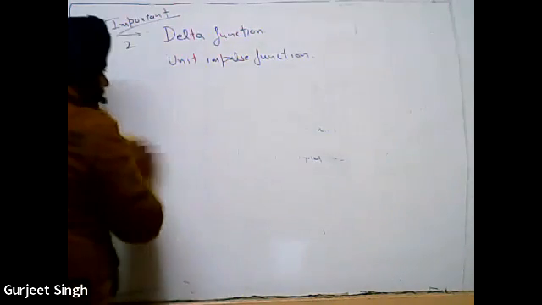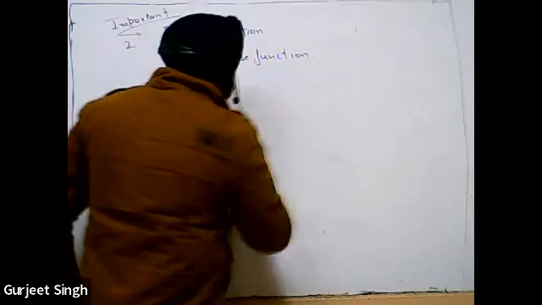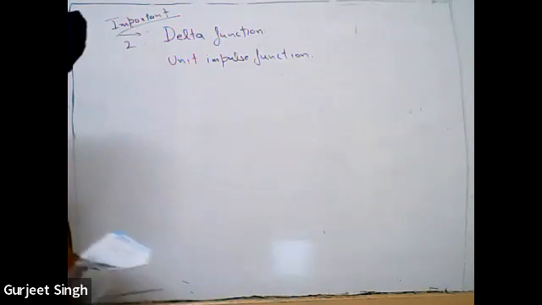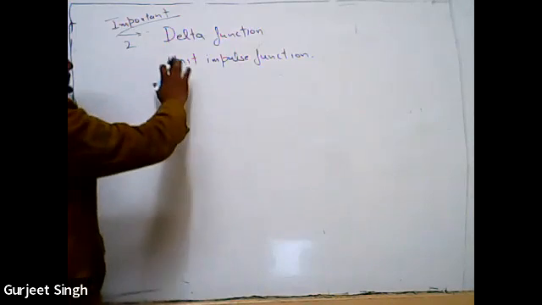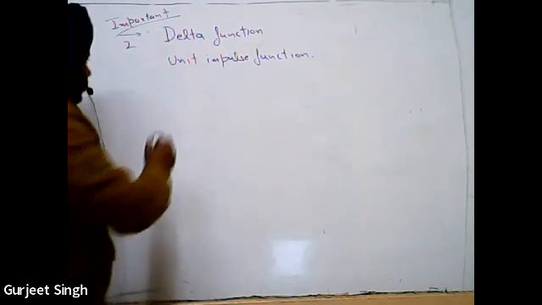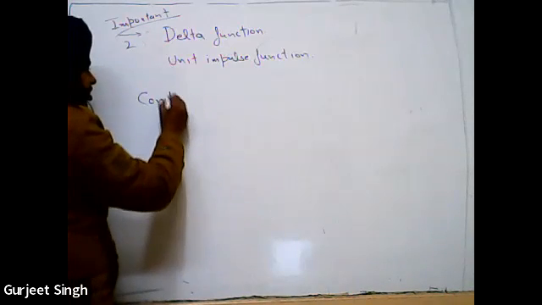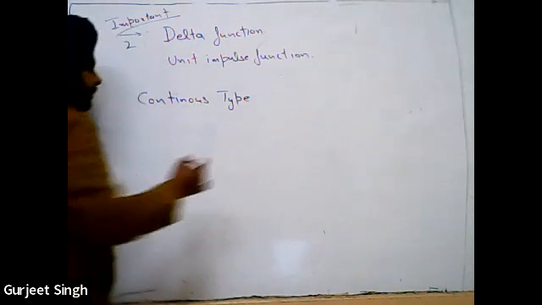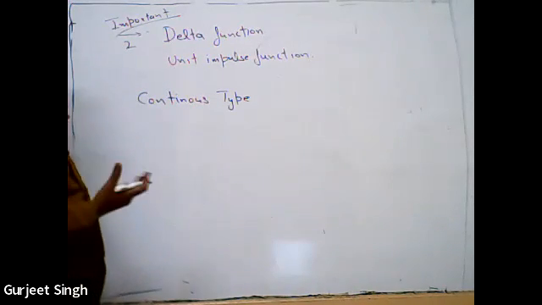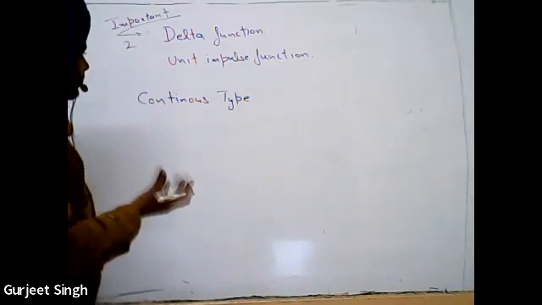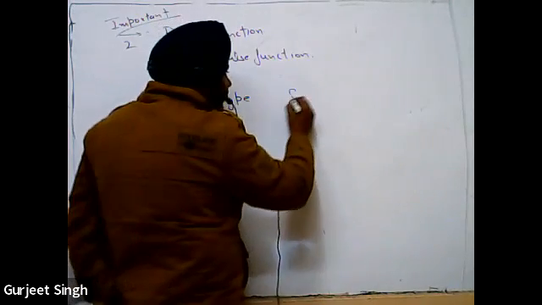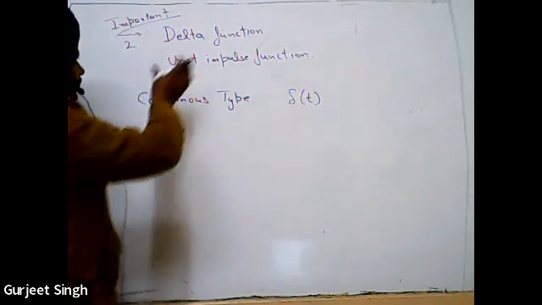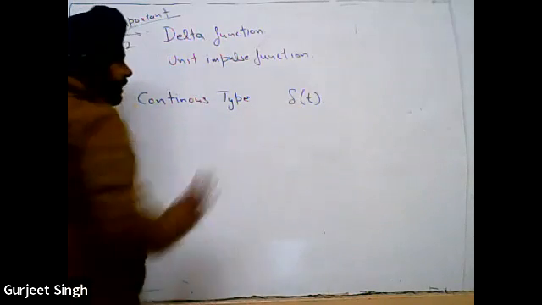Coming to the second type, the delta function or the unit impulse function. Firstly, I am talking about the continuous type. In the continuous type, we represent the signal by t, since it is in the time domain, so it is represented by delta t.